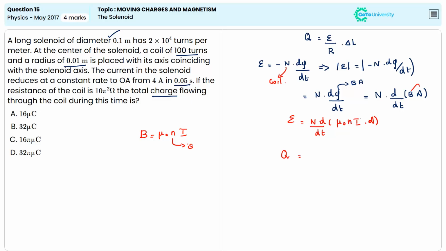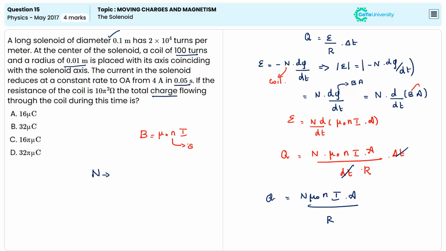Our work here is finding the value of charge. So Q can be written as N times mu naught n i A divided by dt times delta T of R. When we simplify this, we get the value of Q as N mu naught n I times A divided by R. As I said already, capital N is the number of turns in a coil, which is given as 100, whereas small n is the number of turns in a solenoid, which is given as 2 times 10 to the power 4 turns per meter.